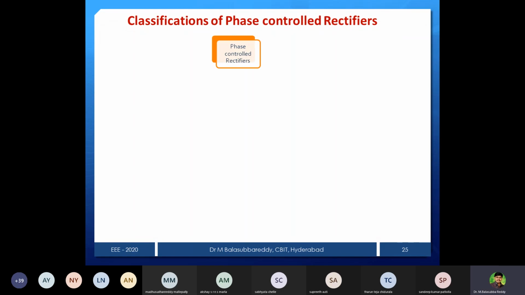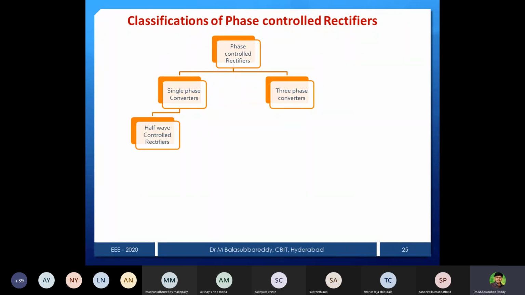And these are the classifications of the phase control rectifier. First, the phase control rectifier is divided into two: one is the single phase converter, and the other is the 3-phase converter. Then the single phase converter is again divided into two.